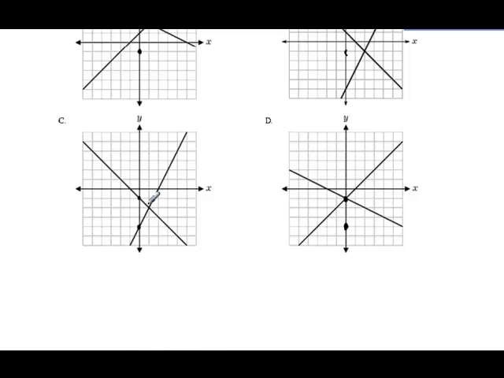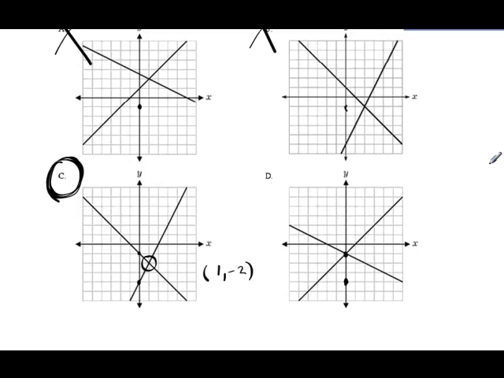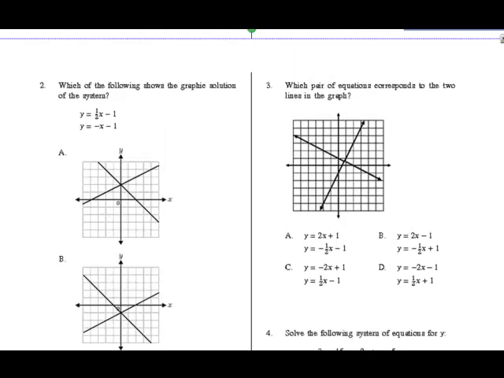So where do they match up? Right there. So if we needed to put the ordered pair, it would have been over 1 and down negative 2. But we just needed to match up the graph. So don't forget that we can use knowledge from last unit about slope and intercepts too. All right, number two. Which of the following shows the graphic solution?